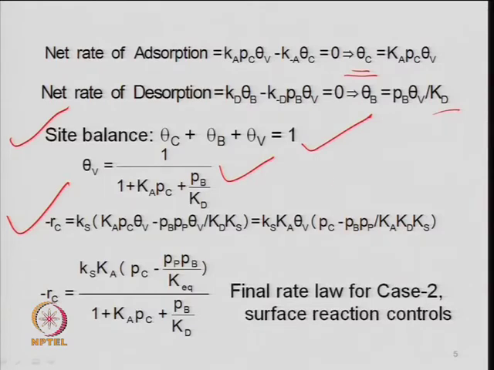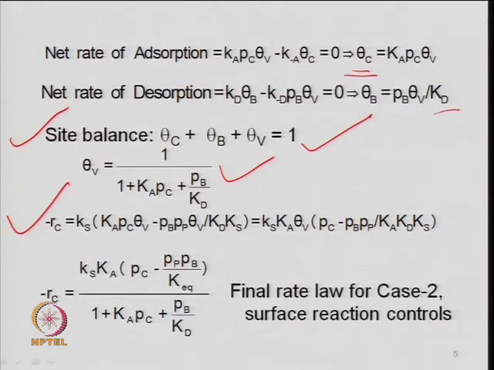So, this is simply P c minus the partial pressure of benzene times the partial pressure of propylene divided by K A, K D, K S, which are the adsorption equilibrium constant, the desorption equilibrium constant, and the equilibrium constant for the surface reaction. This is the overall rate of reaction, and suppose when the reaction is at equilibrium, then this will be 0. If I write P b P p divided by P c, that is the equilibrium constant for the overall reaction.